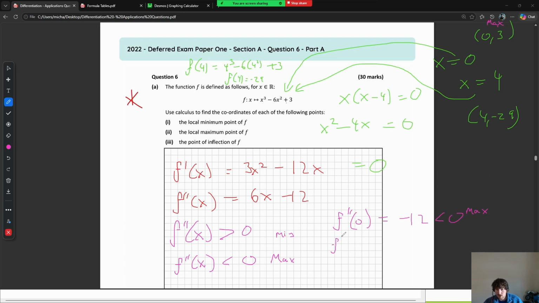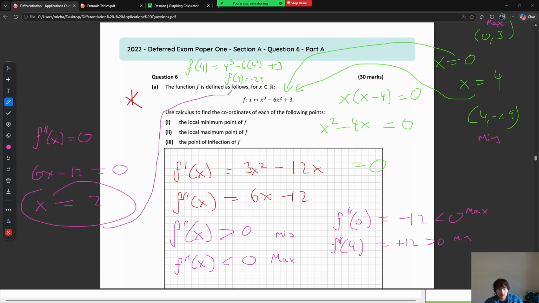And then if we go f dash dash of this guy's x value, which is 4, you can see that's 24 minus 12, so that's a plus 12. They're usually the same value but opposite sign, so that's greater than 0, so that's the min, the local min. Okay, and then the point of inflection is got by setting this guy equal to 0, so you do that separately for the examiner. f dash dash x equals 0, so 6x minus 12 equals 0, so then x is 2.